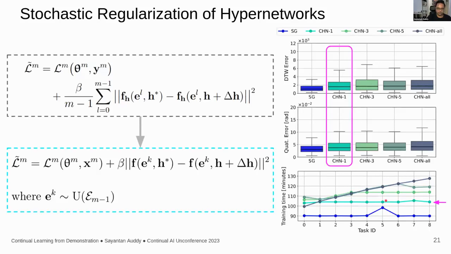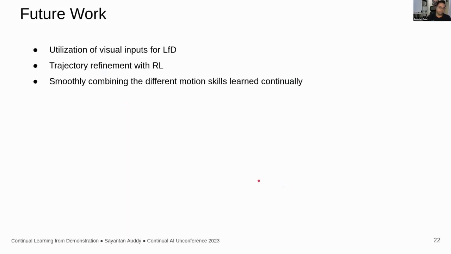So for future work, we could extend this by adding visual inputs or refine the trajectories with reinforcement learning. But more interestingly, one could also think of some kind of a high-level planner which will combine all of these different motions to achieve different objectives.